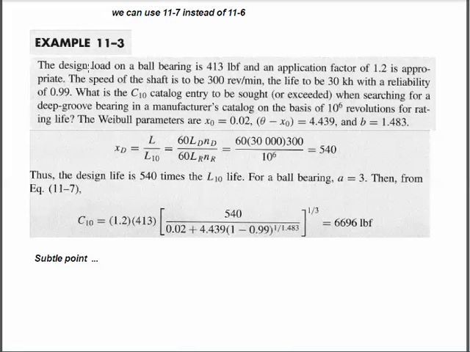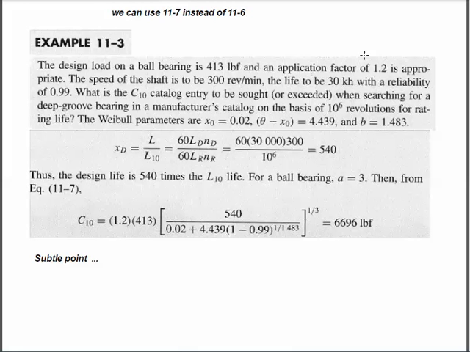It says the design load on a ball bearing is 413 pounds, and an application factor of 1.2 is appropriate. Let's talk about application factors. Application factors say, I know the load I sort of expect, but because there's some uncertainty in what this bearing will encounter, I'm going to take this load and boost it by that number just to account for stuff that I don't understand. And 1.2 is not a bad number. That says I really do sort of know what loads this bearing is going to see. There's not too much that is unexpected.